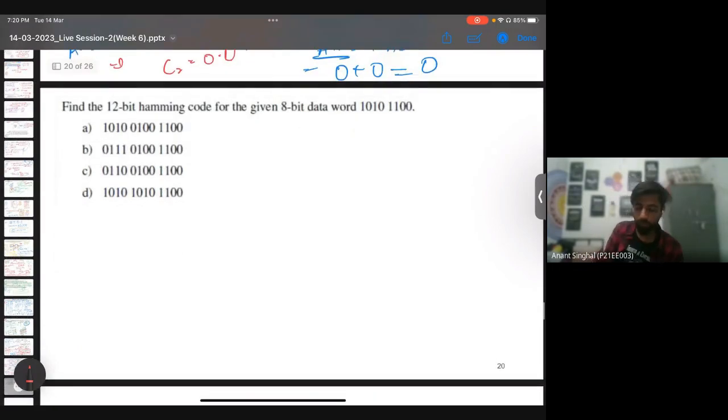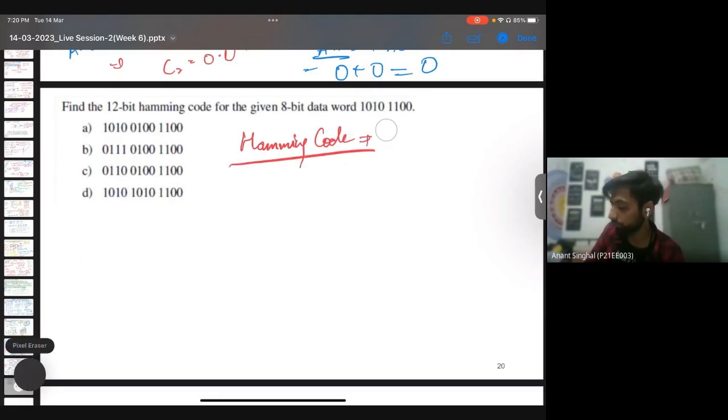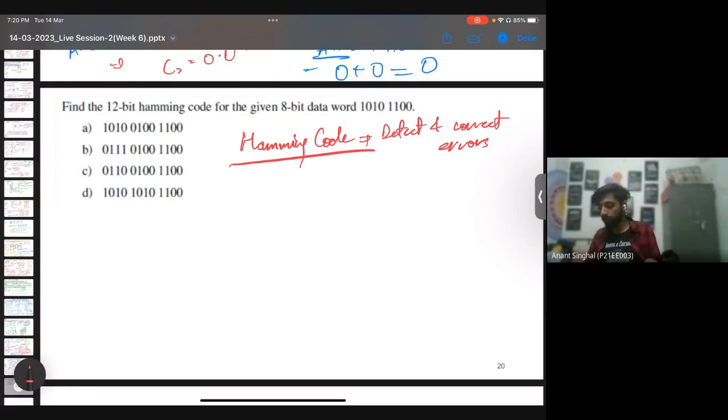Okay, so now we are coming to code's error detecting and error correction. It says that Hamming code is one of the codes which is used to detect and correct errors. We need to find the 12-bit Hamming code for the given data word.